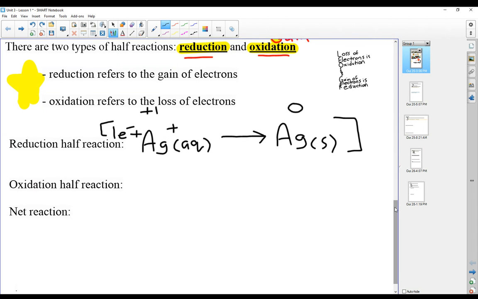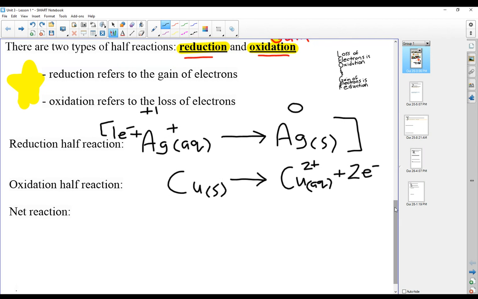We also have our oxidation half reaction, which is Cu solid. Oops, don't put a plus there. If you're looking at the completed notes, you'd probably wonder why I put that. And this produces Cu2 plus, so copper 2 plus as ion, and this is now aqueous. And then oxidation refers to the loss of electrons. So oil rig, oxidation is loss. Electrons are lost. So this would be plus 2 electrons.